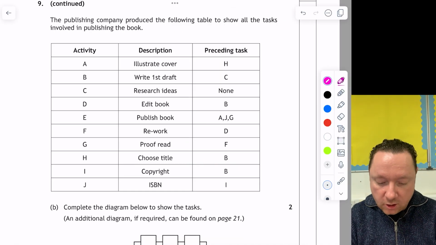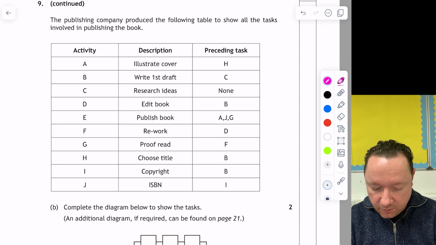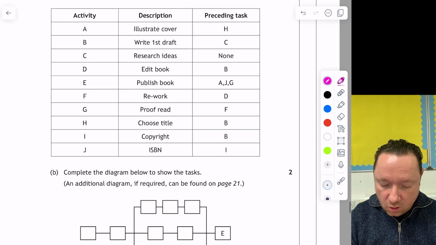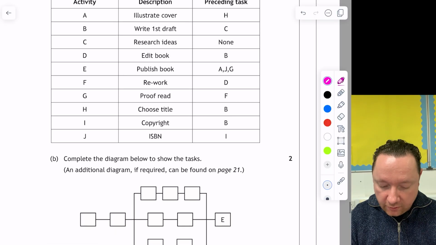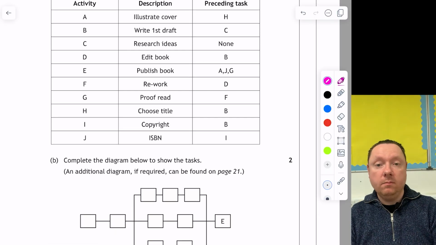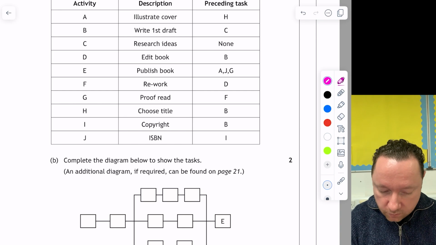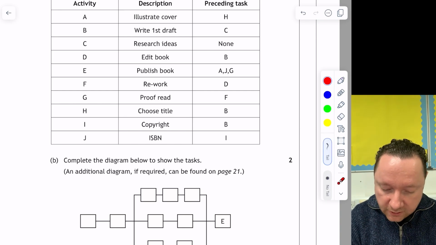Number 9 continued. A publishing company produced the following table to show all the tasks involved in publishing a book. Complete the diagram below. So this is called a PERT chart, which you'll learn if you ever do higher, or an activity network. This is a little bit more complicated than normal. We look for the preceding task is none.